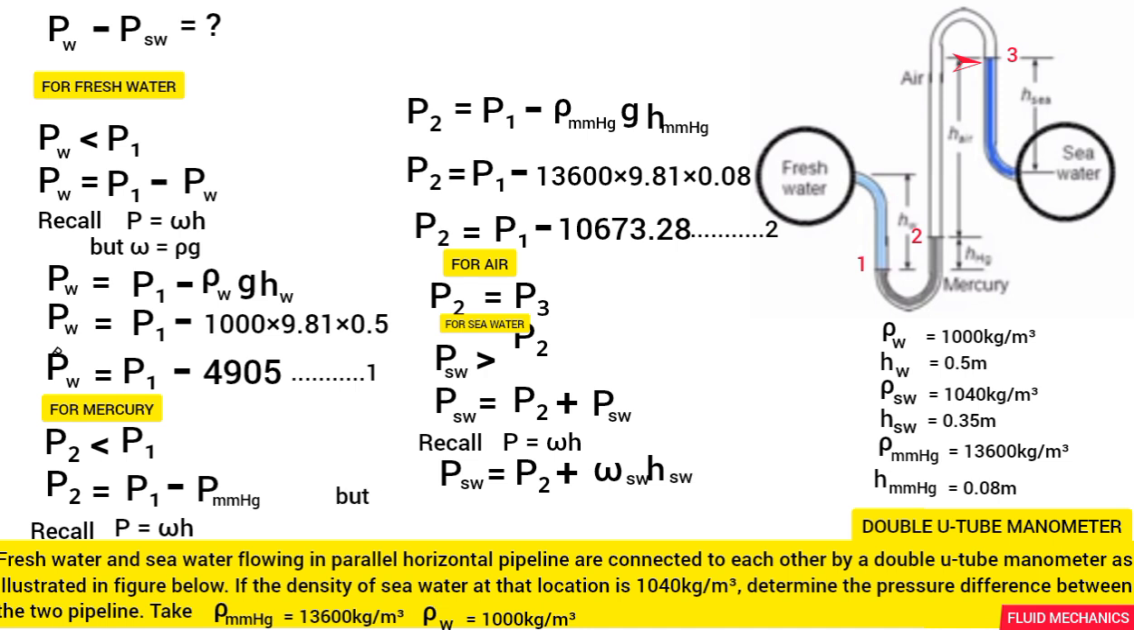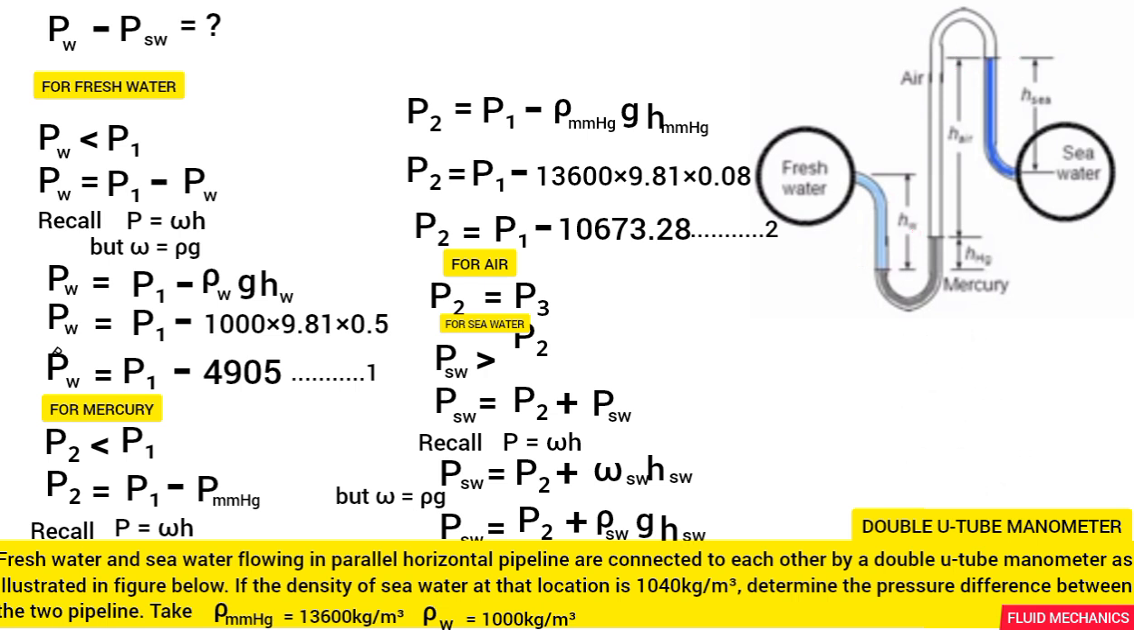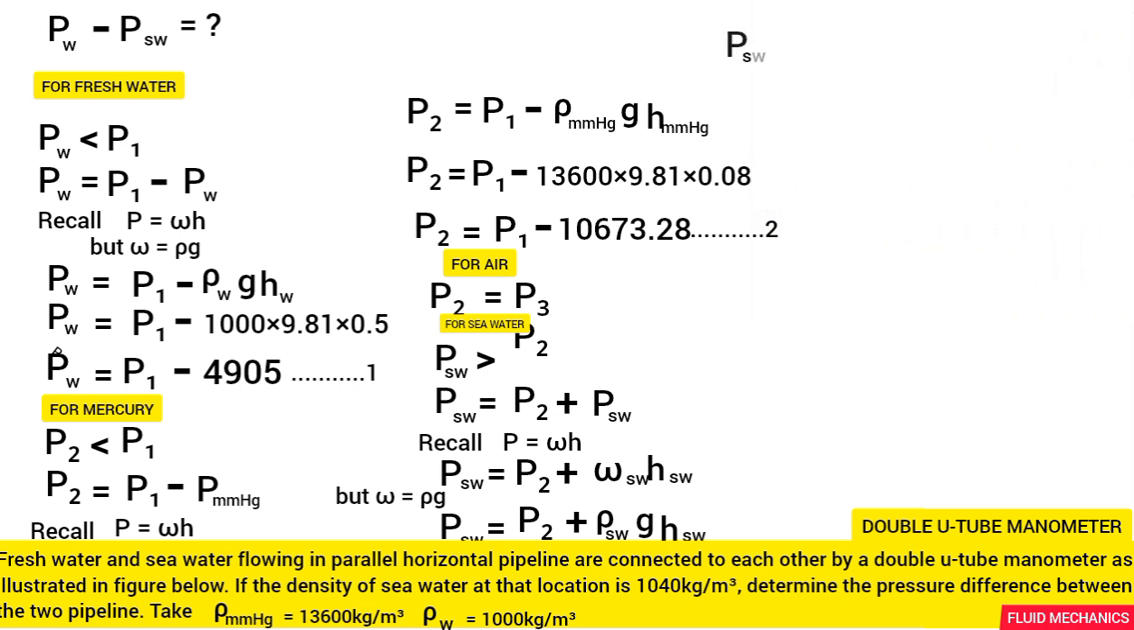But specific weight is given as density times gravity. So the pressure of the seawater will be equal to the pressure at point 2 plus the density of the seawater times gravity times the height of the seawater. So this gives us P2 plus density of the seawater, 1040, times gravity, 9.81, times the height of the seawater, given as 35 centimeters. When you change it to meters, divided by 100, that will be 0.35.